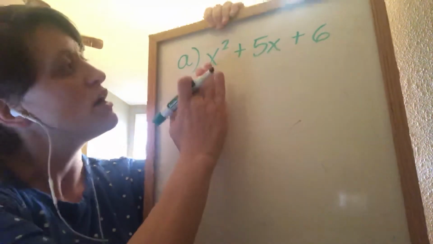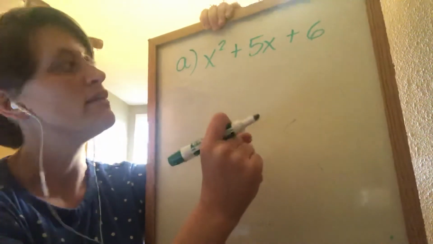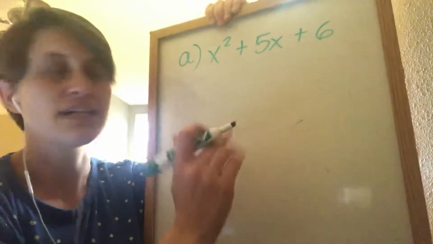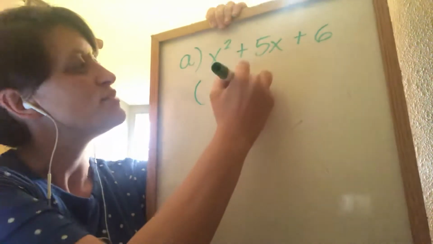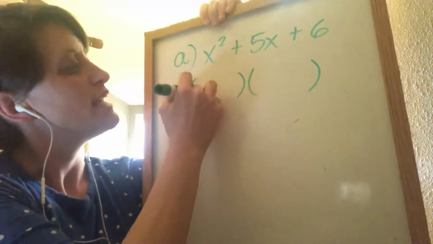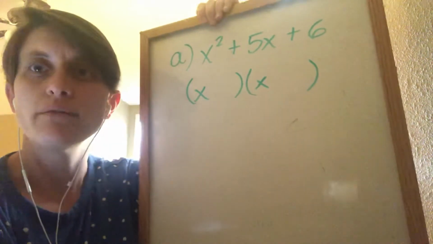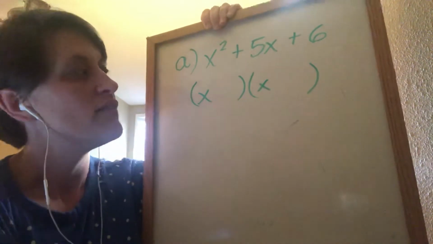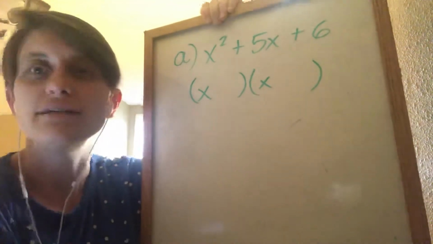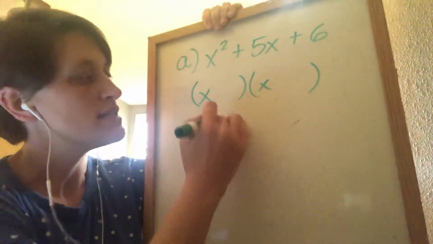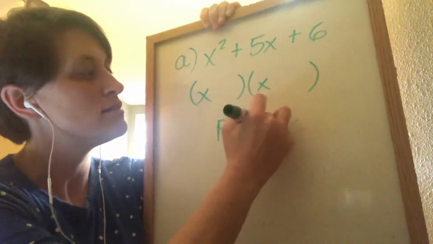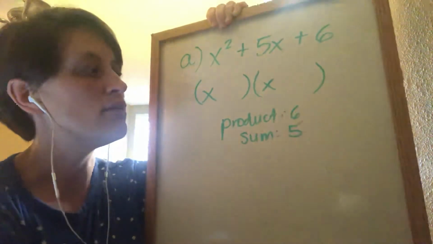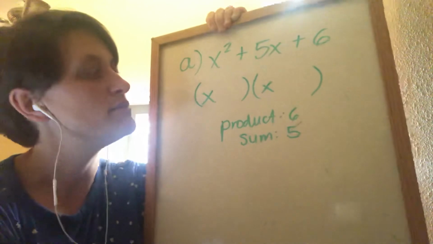Okay, now what we just talked about, we're trying to reverse the FOIL method here. We know our leading coefficient is 1 because our first term is just x squared. So our factors are going to look like x and a number, and x and a number. These two numbers, which are added to the x's or subtracted if they're negative, have to have a product that is the same as the constant and a sum that is the same as the middle coefficient, the linear coefficient we call it.